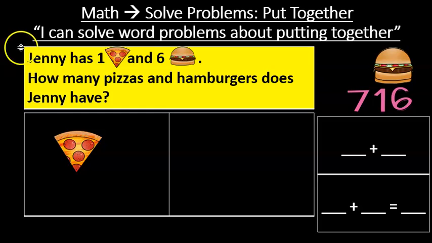Here we go. Jenny has 1 pizza and 6 hamburgers. Now, boys and girls, how many hamburgers does Jenny have? 6. Good job. So we got to put 6 hamburgers in here.